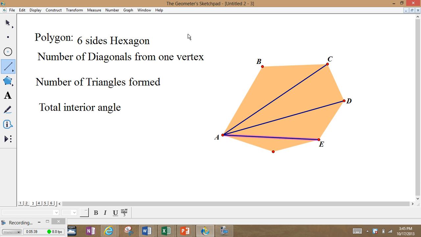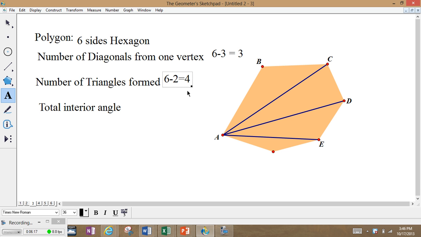So the number of diagonals that I can draw here is 3, but that seems to be the number of sides minus 3, which is equal to 3. What we're doing is trying to establish a pattern for how we determine the number of diagonals. Number of triangles: 1, 2, 3, 4 triangles. 4 triangles, 6 sides, so we're going to say 6 minus 2, which is of course equal to 4.